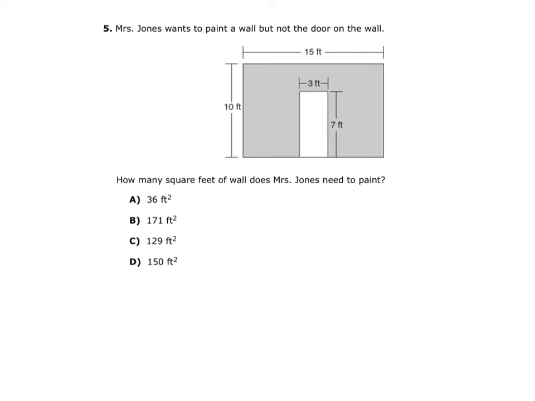Number 5 says Miss Jones wants to paint a wall, but not the door on the wall. How many square feet of the wall does Miss Jones need to paint? So all we have to do is find the area of two different shapes and subtract, because we don't want this door right here. So what we're going to do is 10 times 15 to get the big square, or rectangle.